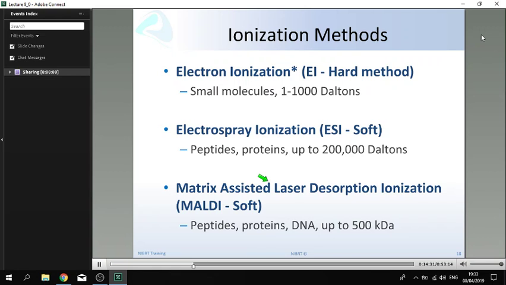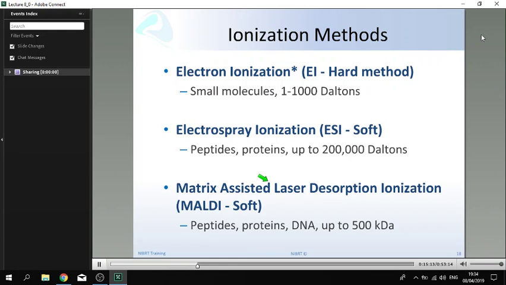Okay, so we'll talk now about ion sources that can be used. Ion sources are what we use to ionize our samples, so to make our samples charged, and there are many different ones. One of the oldest methods, or the first method that was used, is called electron ionization, or EI, a hard method. This is a method that is really good for small molecules, so molecules up to 1000 daltons. We, of course, are dealing with much larger molecules, so biopharmaceuticals are usually measured in kilodaltons.